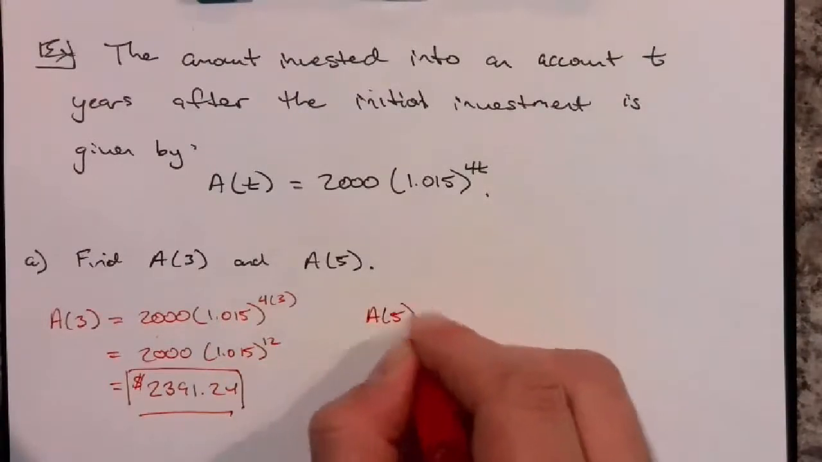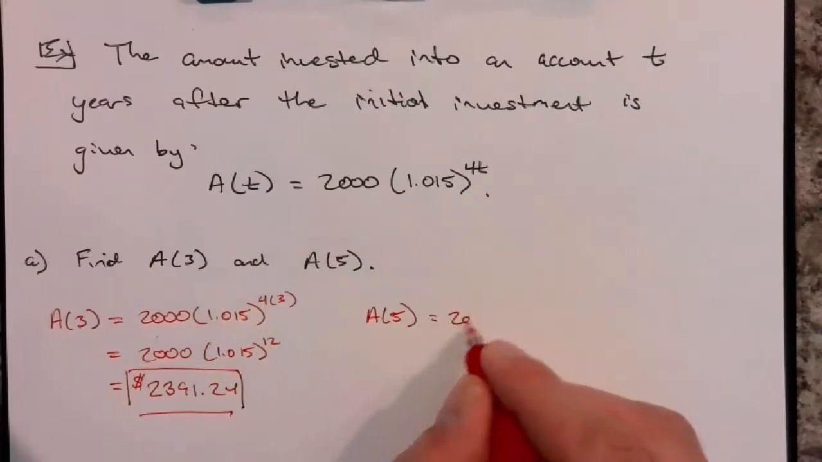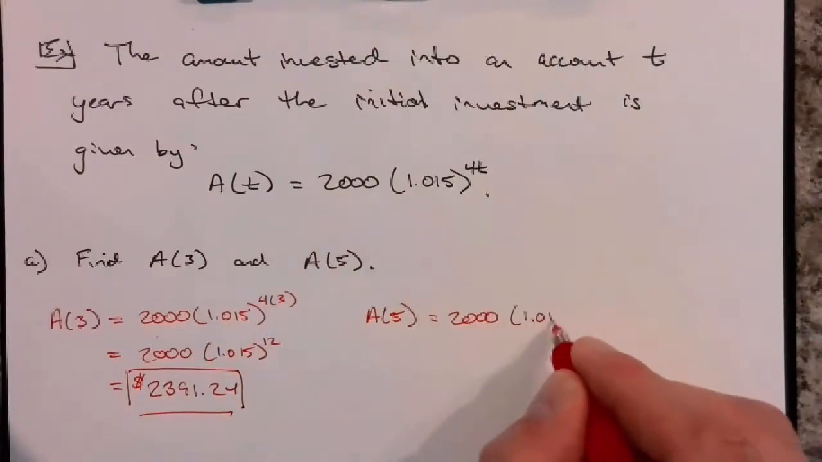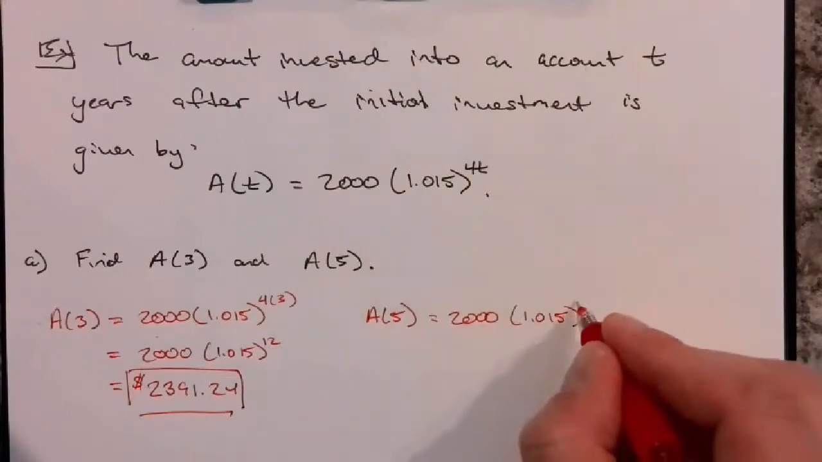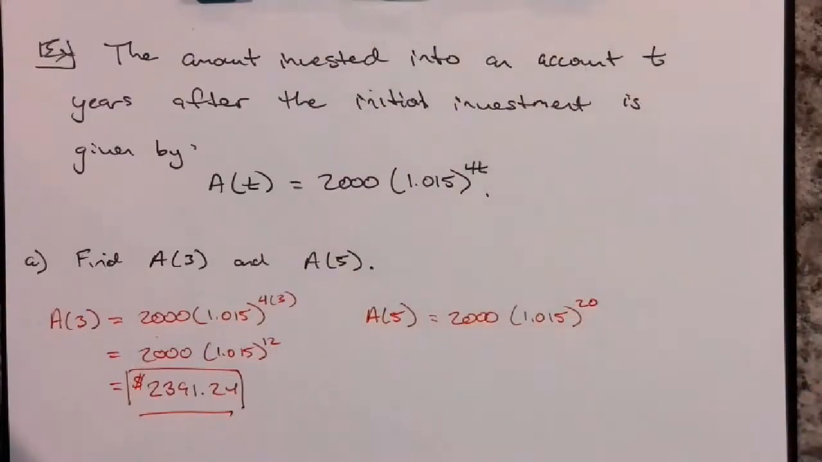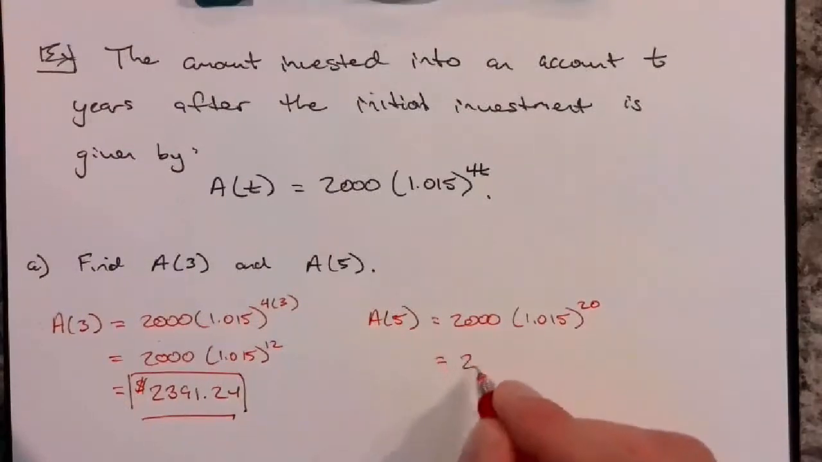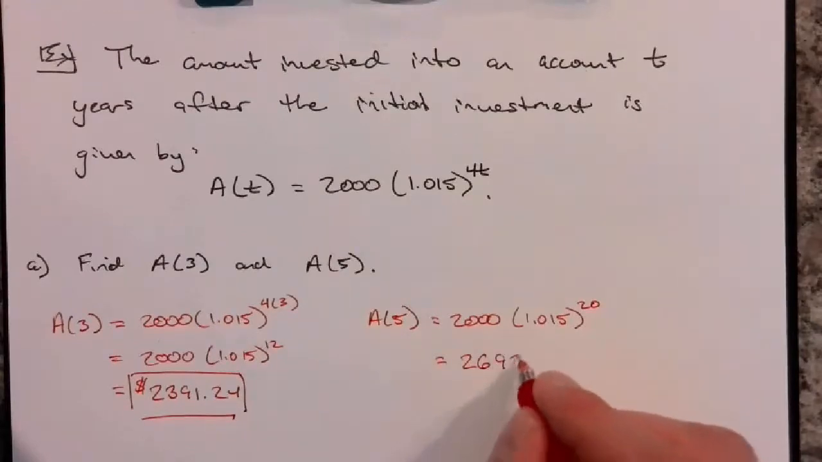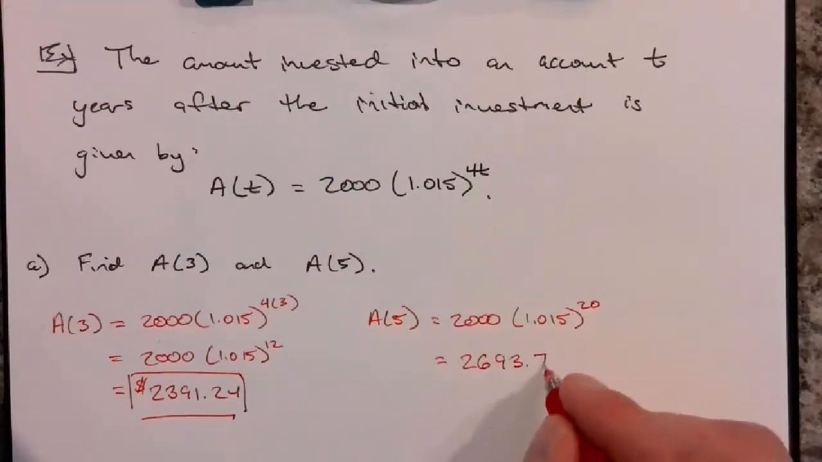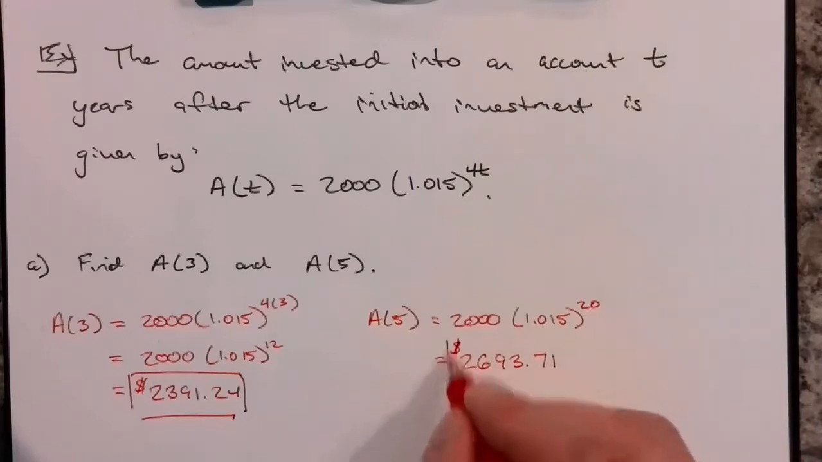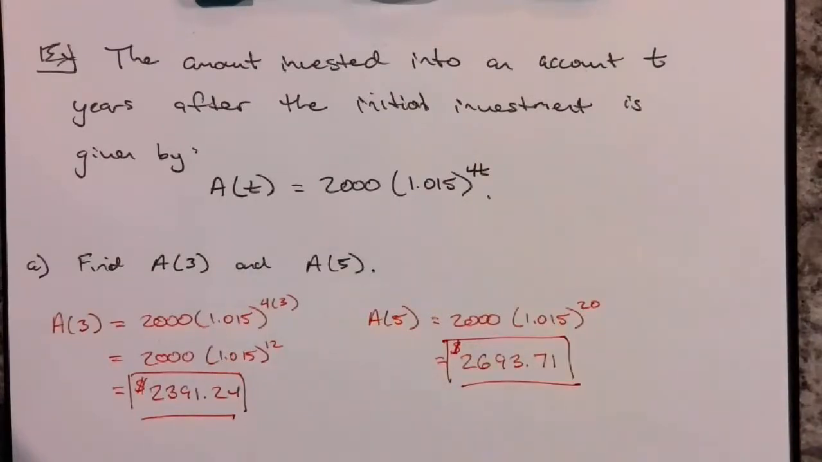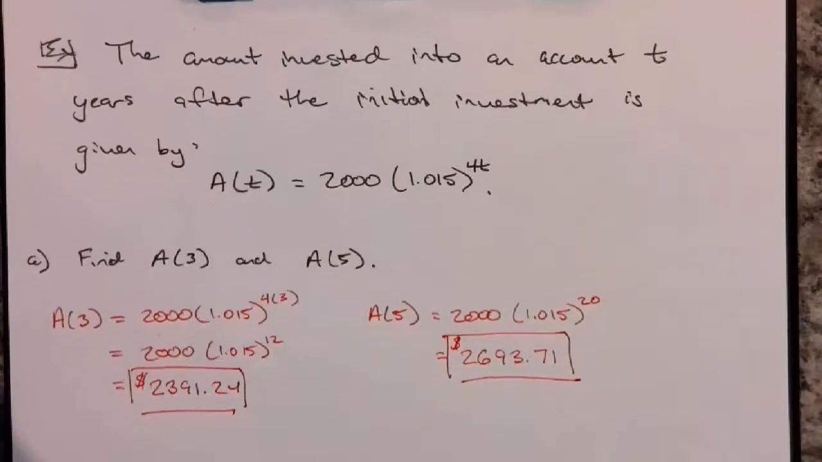In a similar way, we can find A of 5. A of 5 is equal to 2,000 times 1.015 to the 4 times 5 power. I think you understand where I'm getting at just by putting 20 there. And then multiplying this, 2,000 times 1.015 to the 20th power, this comes out to 2,693.710, so 0.71. And this again is in dollars. After 5 years, there's $2,693.71 in the account.